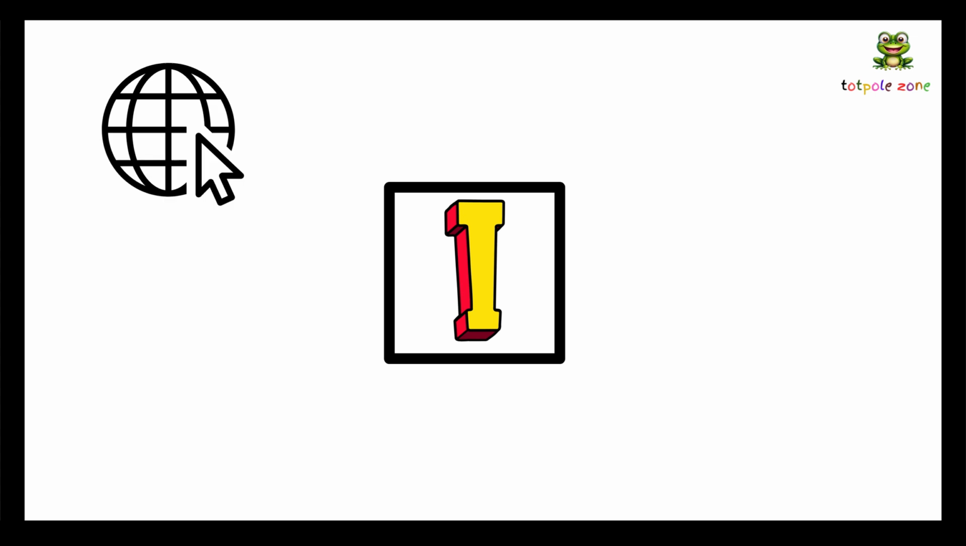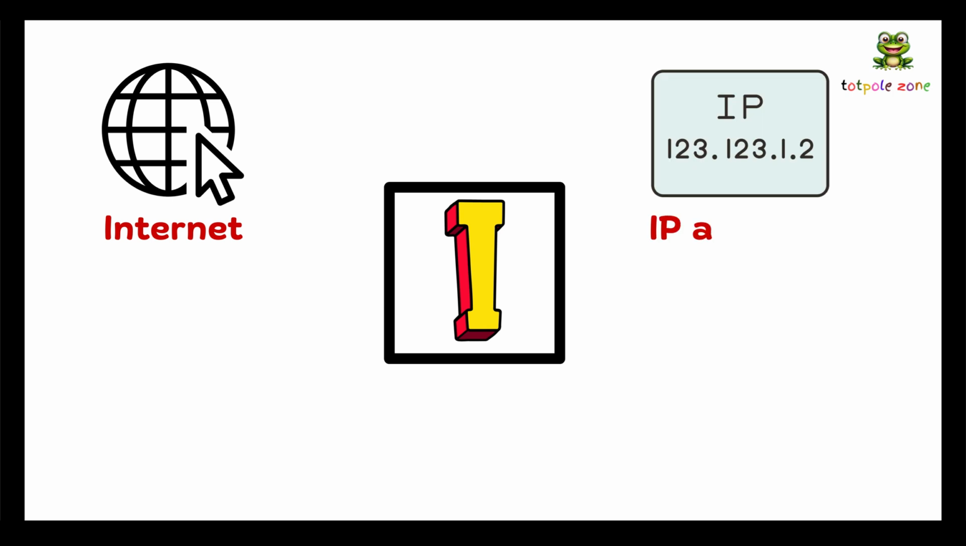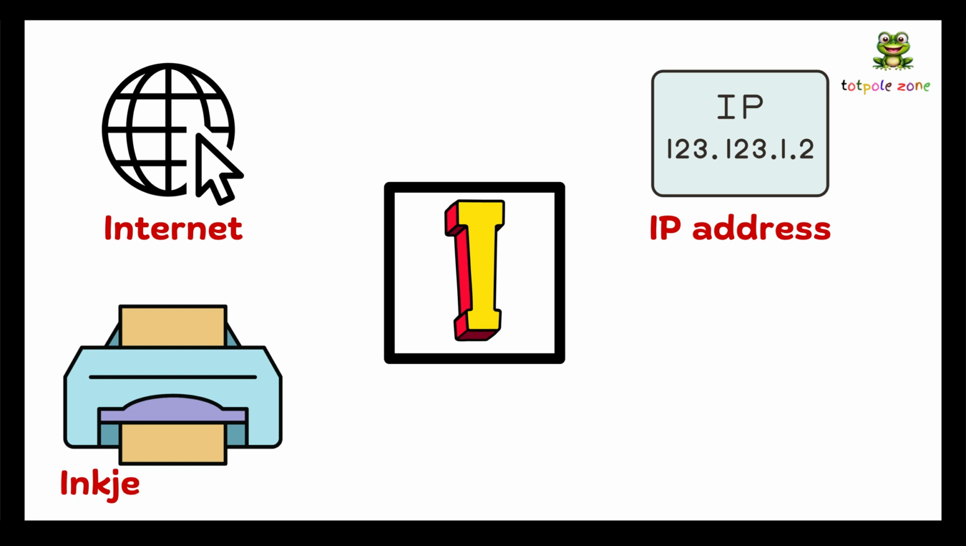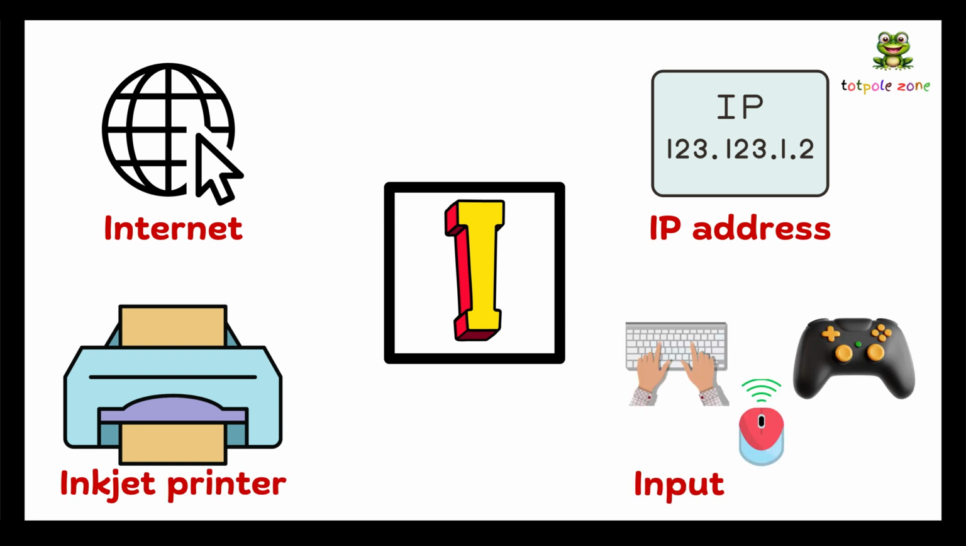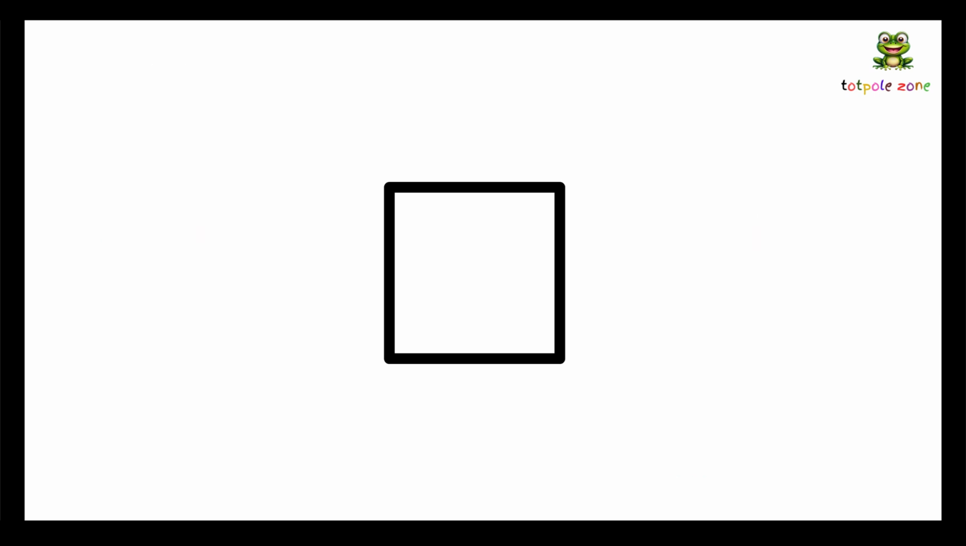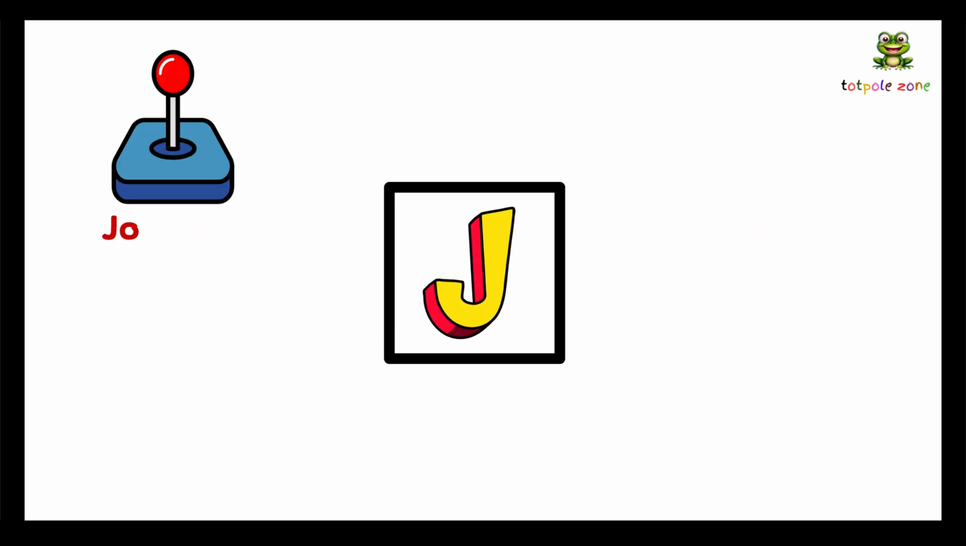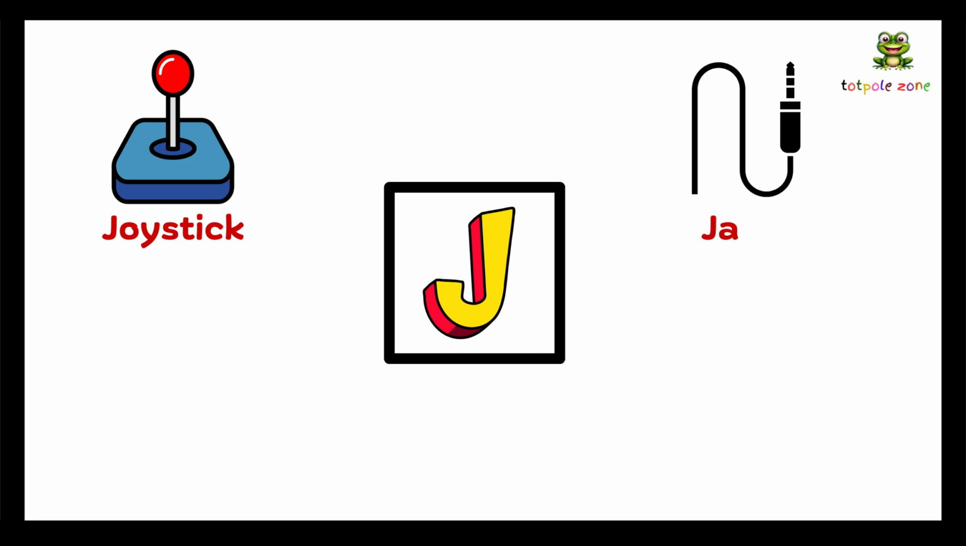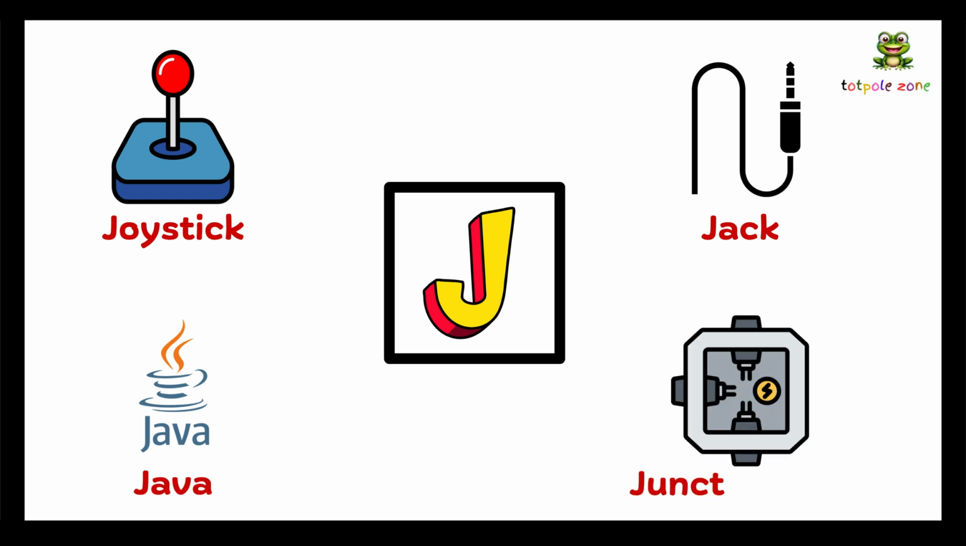I for internet. I for IP address. I for inkjet printer. I for input device. J for joystick. J for jack. J for Java. J for junction box.